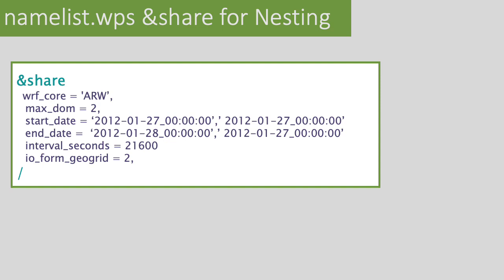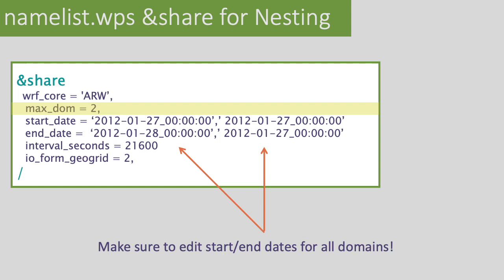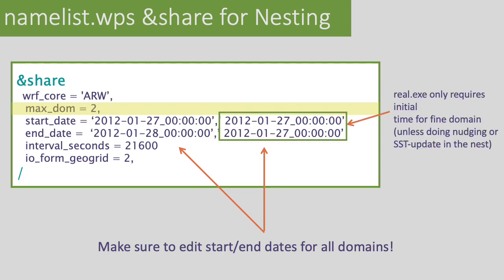For the share section, there are only a couple of things we need to worry about. The first, and probably most important, is to set max_dom to the number of domains you intend to run. Here we are running 2 domains, one parent and its child. You must also set the dates for each domain. And you may have noticed that domain 2 has its ending date and time set to the initial time. This is okay as long as you aren't planning to use nudging or SST update options. It will save a small bit of time as there will only be a single time to process for the nest for initial conditions, and the boundary conditions will all come from the parent anyway.